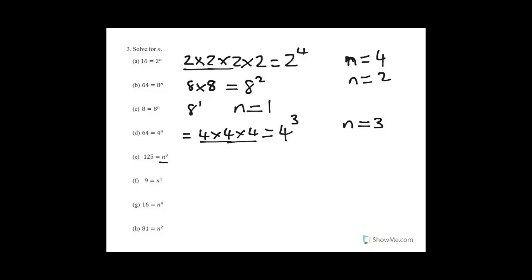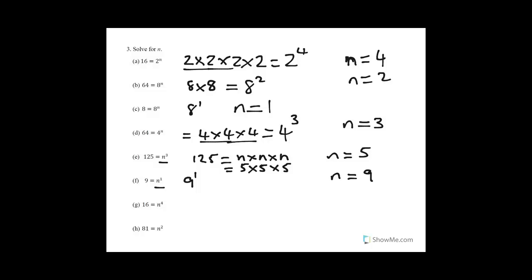This time we want to find a base. So 125 is n times n times n, because the cube is telling me to multiply n by itself 3 times. What number would fit that? Well, it's 5. 5 times 5 is 25, times 5 is 125. So n equals 5, the base is 5. 9 equals n to the 1, it can only be 9, 9 to the 1. So n equals 9, be careful, not 1.